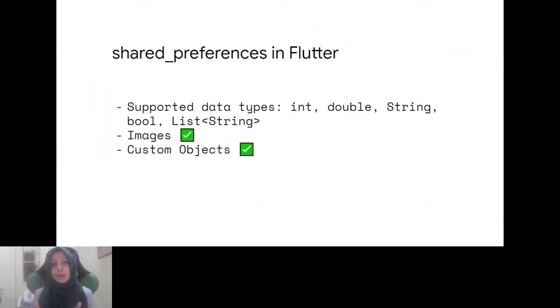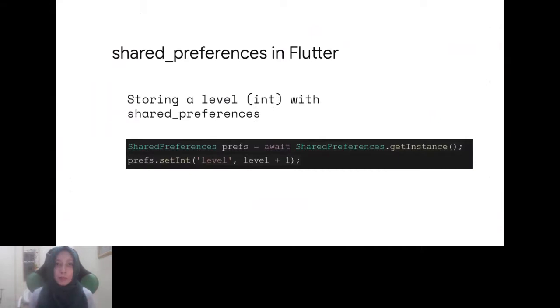Now, the data types that it supports are integer, double, string, Boolean, and a string list, right? Now, even though it supports these primitive data types, you can still store images and even custom objects in shared preferences. How we'll do that, let's look into that. But first, let's look into a very simple approach of storing the simplest data, an integer, in shared preferences.